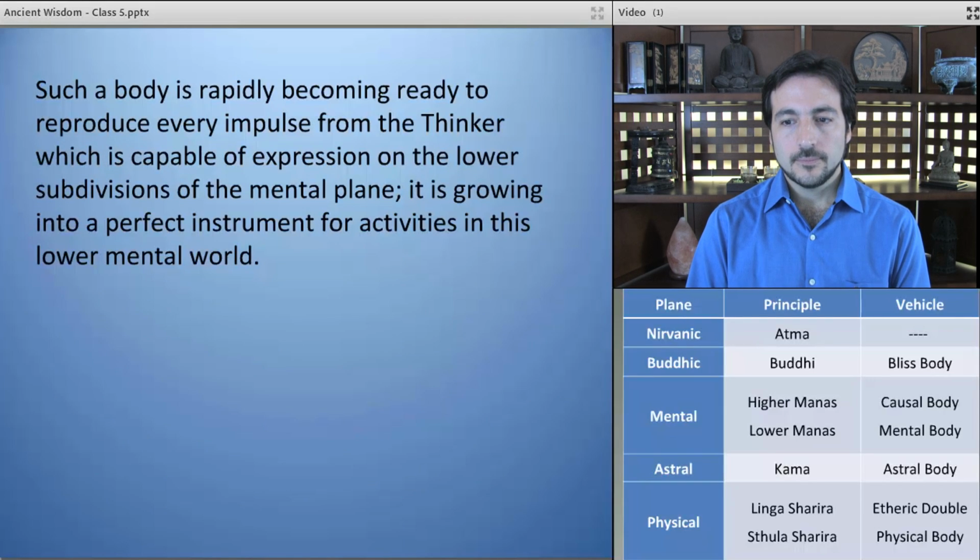Such a body is rapidly becoming ready to reproduce every impulse from the thinker, which is capable of expression on the lower subdivisions of the mental plane. It is growing into a perfect instrument for activities in this lower mental world. So it begins to be more and more in tune with the soul and respond naturally to the presence of the soul there.